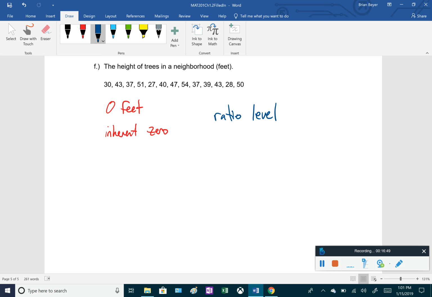Okay, so those are the 4 different levels of measurement, and that's it for section 1.2.